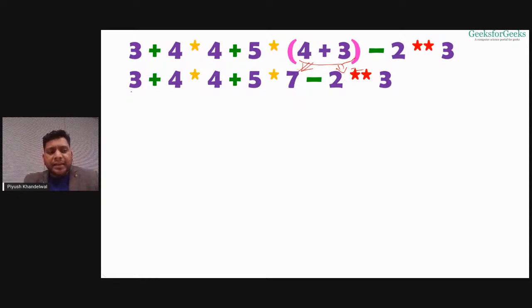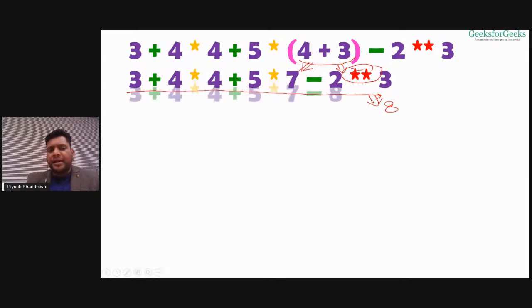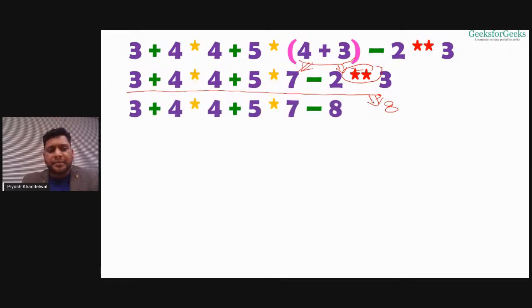Now the computer starts scanning this expression again from left to right and finds the operator with the highest precedence. Here you can see the operator with the highest precedence is the exponent operator, so it will be evaluated first. We'll compute 2 to the power 3, which is 8, and my expression becomes something like this, with the answer 8 over here.